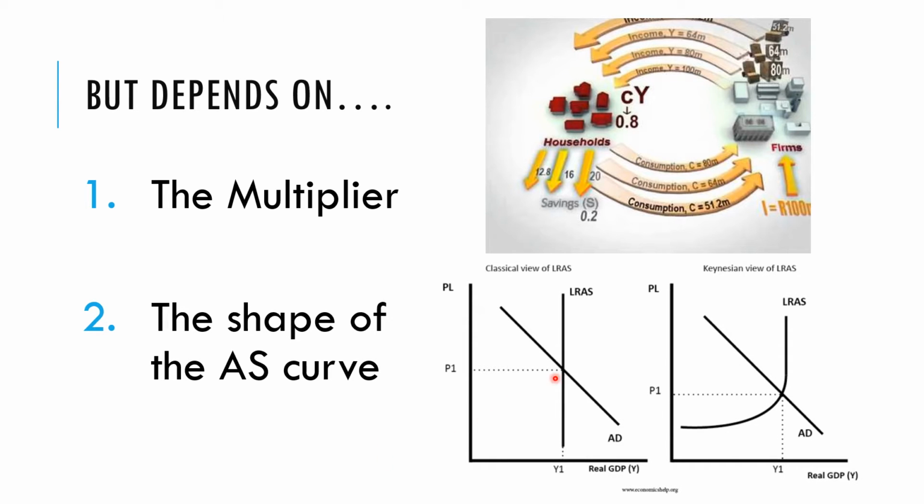The classical view would consider there would be little change in actual growth for a change in aggregate demand, whereas the Keynesian view would suggest that there could be quite a significant change in actual growth with a change in demand. And so these are two good evaluation points that we can use any time we talk about changes in economic growth.